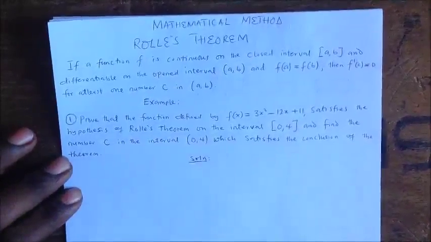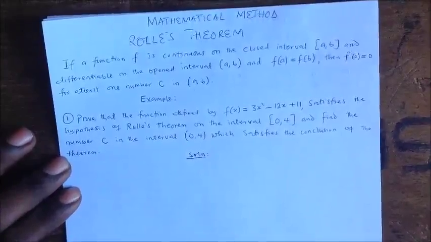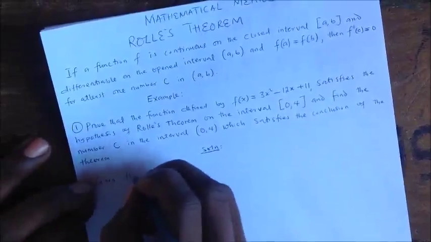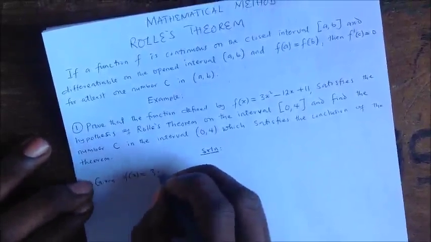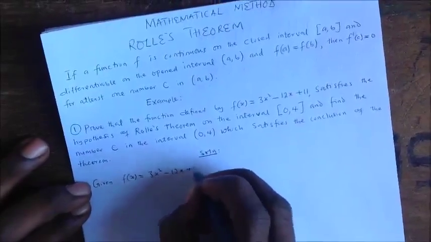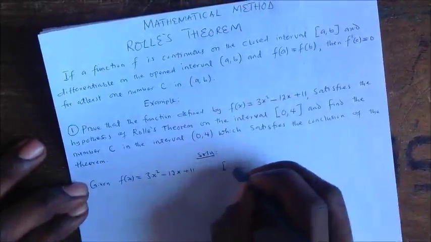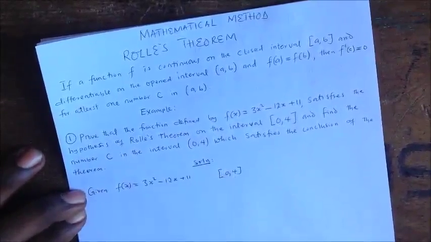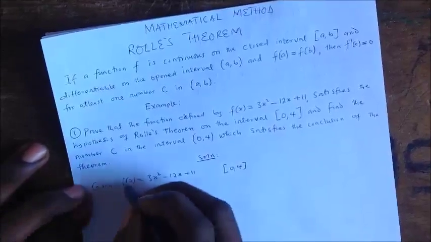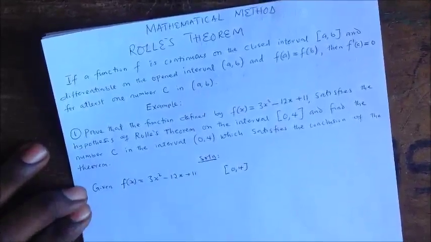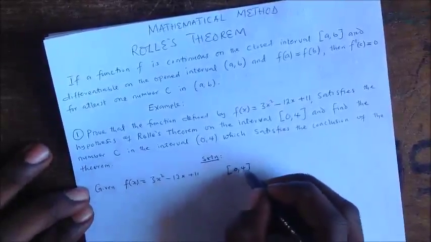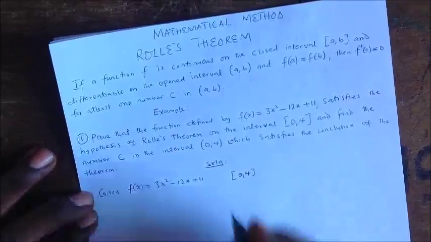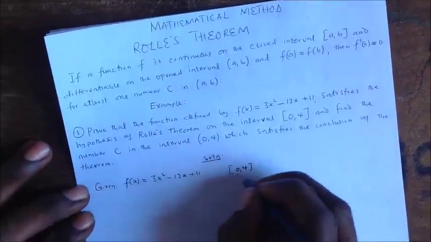Remember, Rolle's theorem has two conditions. The function must be continuous and the function must be differentiable. So, we are given the function f of x is equal to 3x squared minus 12x plus 11 on the interval [0, 4], which is our a and b. Our a here is 0 and b is 4. To see whether the function is continuous or not, you have to take this 0 and 4 in the given function. So let's start with the first one. This is our a and this is our b.